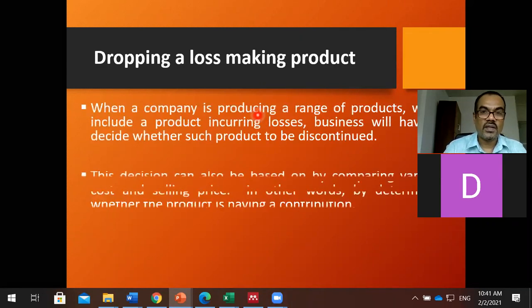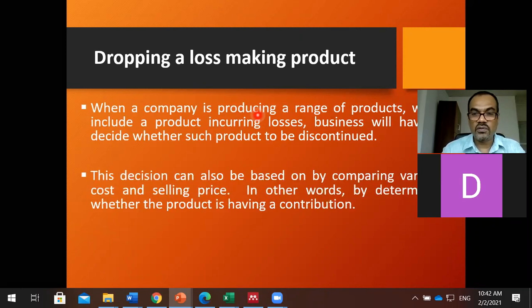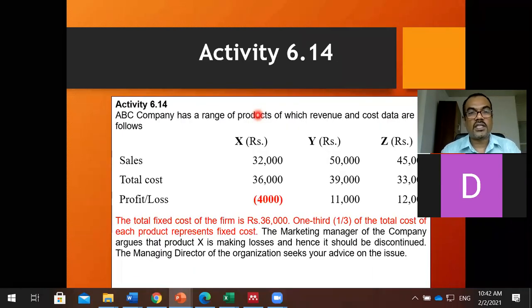Now, another question: dropping a company or producing a range. This example, 6.14. Quickly, tell me whether this decision is right. The total fixed cost of the firm is 36,000. The company produces three products, X, Y, Z. Total fixed cost is 36,000. You have to recover it from the contribution. One-third of the total fixed cost is represented in each product.